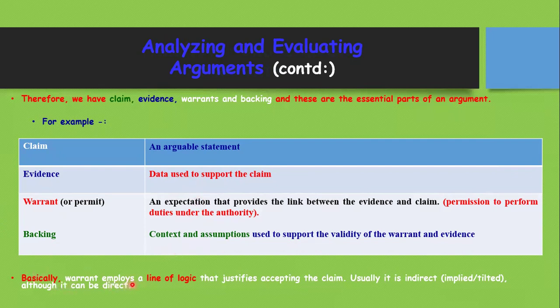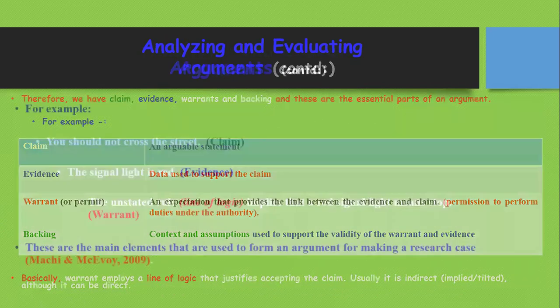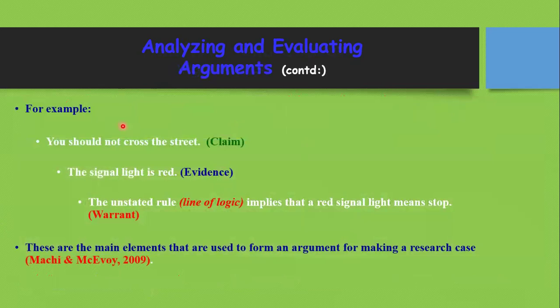So basically, a warrant employs a line of logic that justifies accepting the claim. Usually it is indirectly implied, although it can be direct. For example, you should not cross the street. It is a claim. Someone says to you, "Do not cross this street." You ask why. He says that the signal light is red. That is the evidence.